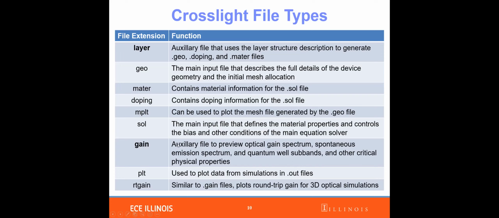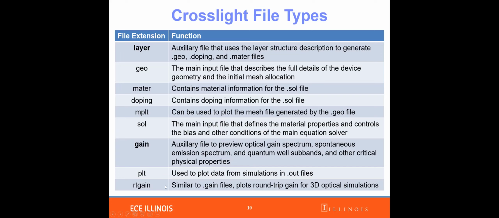This is the auxiliary file to preview optical gain spectrum, spontaneous emission spectrum, quantum well subbands, and other critical physical properties. And the PLT file is used to plot data from simulations in a .out file. So .out is like an output file, and it shows structural data for you to preview.